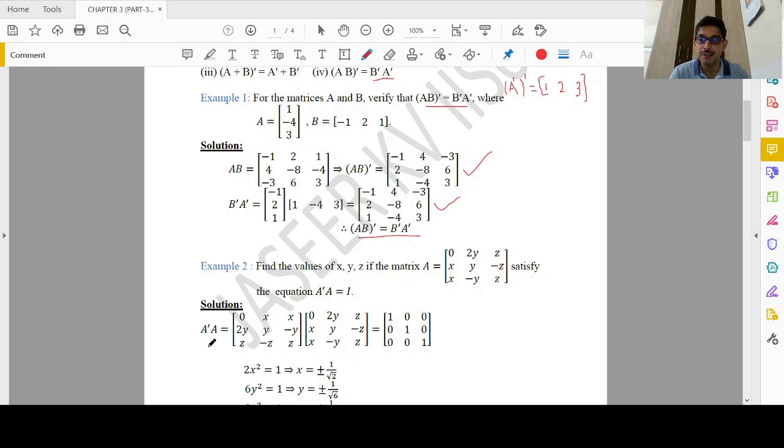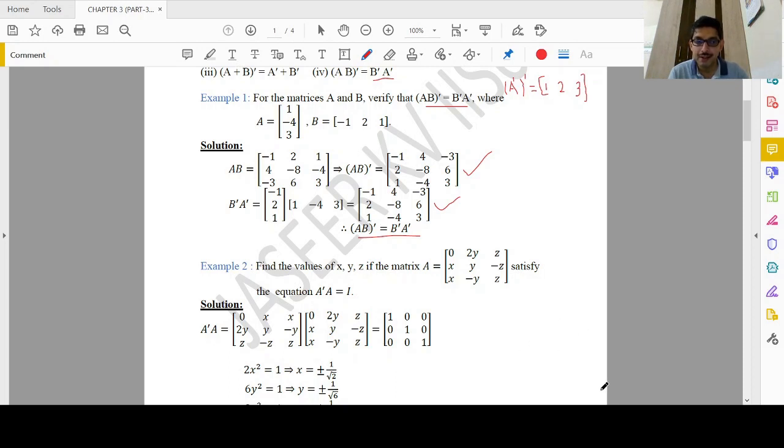So A dash will be the transpose of A, that is just obtained by interchanging rows and columns of A. So if A has first row 0, 2y, z, then A dash will have 0, 2y, z in the first column, x, y, minus z in the second column, x, minus y, z in the third column, and we multiply with A, that is equal to the identity matrix, that is 1, 0, 0, 0, 1, 0, 0, 0, 1.